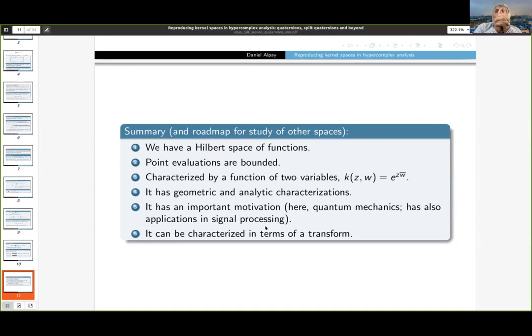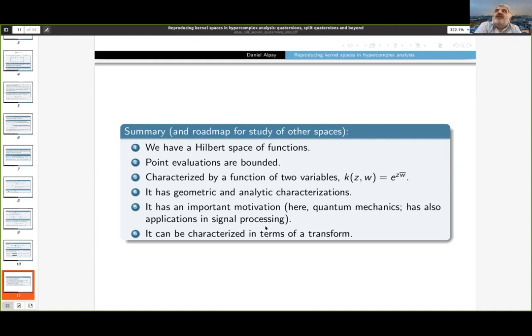So you have a Hilbert space of functions. The point evaluations are bounded, so you have a reproducing kernel, but that's not enough. What is interesting is to see, in general, if you have a geometric or analytic characterization. Here we have two of them; sometimes you don't have one. Here we have an important motivation from quantum mechanics.